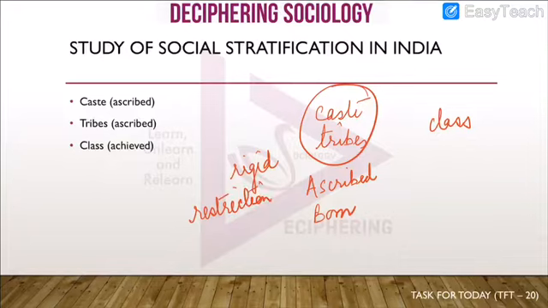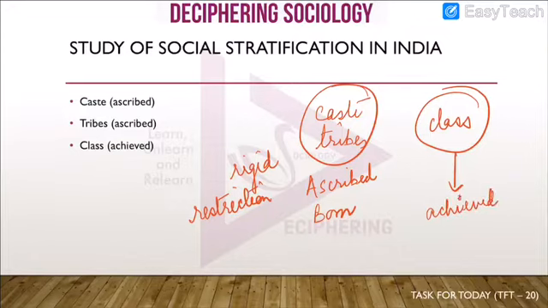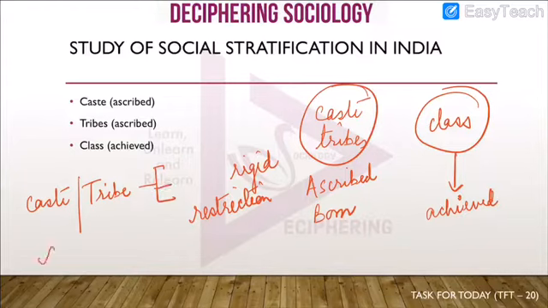But there is another section or group which is defined by class. These people have achieved certain wealth or education, and that is why they belong to a certain class. Now, you should understand one thing, that caste as well as tribe, if we want, we can divide them into different classes. So here you can see that class is cutting across different castes as well as tribes.